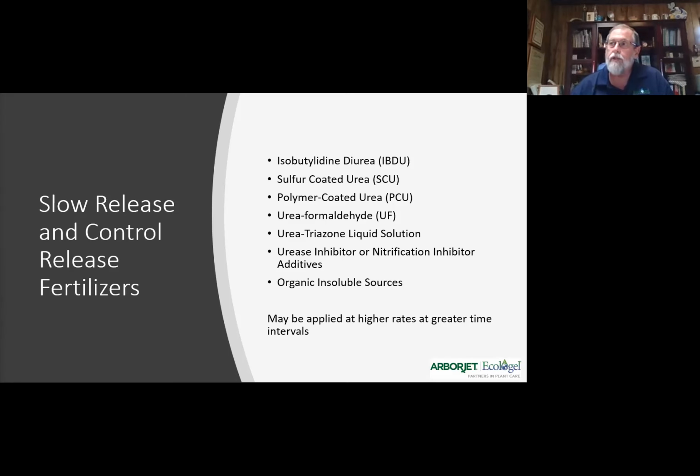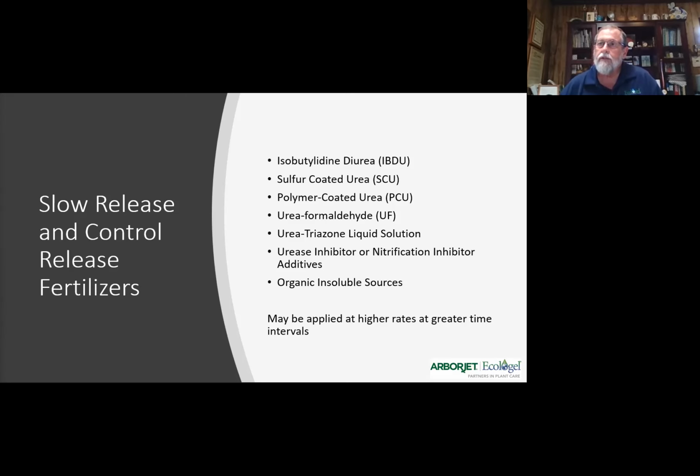And the liquid version of that is the triazone urea liquids that we use in many of our liquid slow release products. And then there are products out there that are urease inhibitors. They prevent the enzymes from converting nitrogen into plant and water soluble sources, which delays that release and gives longer lasting effect, and also nitrification inhibitors. And there's always the organic sources, things like feather meal, sewage sludges or biosolids and things like that.